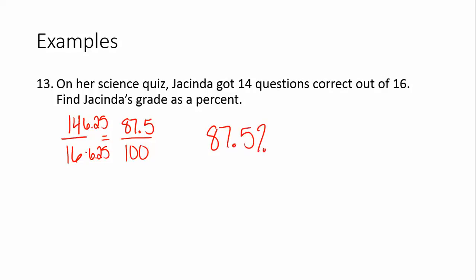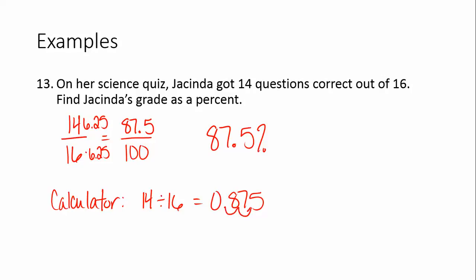Now, a lot of this unit we will be doing without a calculator because it's basic computation. However, if you had a calculator here, you could type in 14 divided by 16, and it gives you a decimal, 0.875. We're going to do a lesson in the next day about moving the decimal place to get from a decimal to a percent. So 0.875 is 87.5%.